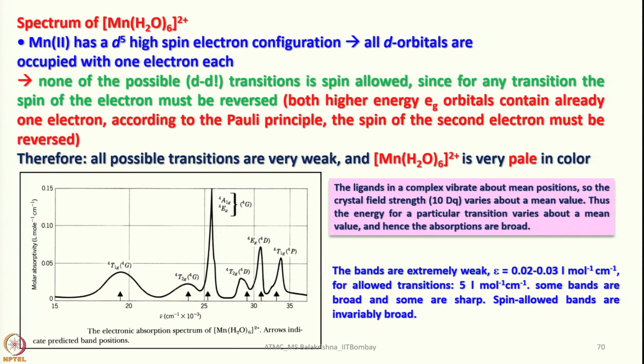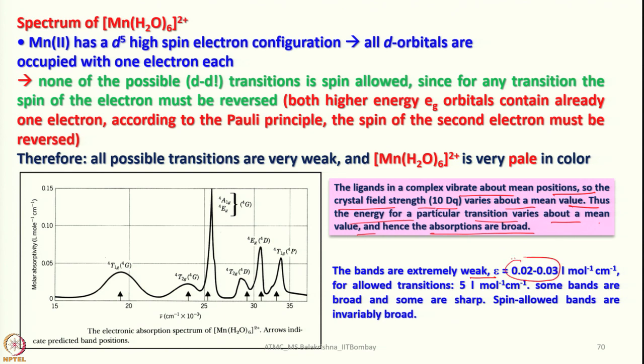All possible transitions are very weak, and as a result the hexaaqua manganese complex is pale in color. The ligands in a complex vibrate about mean positions, so the crystal field strength Dq varies about a mean value. Thus, the energy for a particular transition varies about a mean value, and hence absorptions are broad, because several vibrational and rotational transitions also occur simultaneously when an electron is excited from one state to another. The bands are extremely weak in these cases.